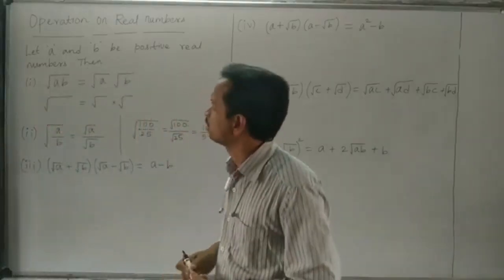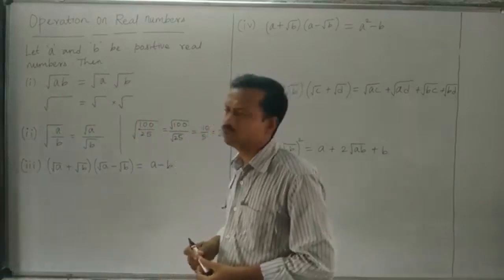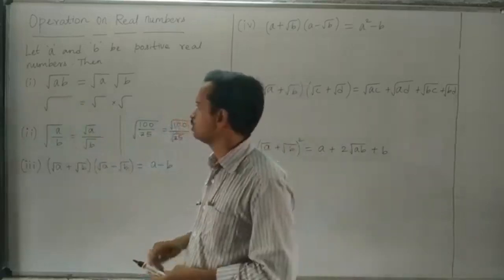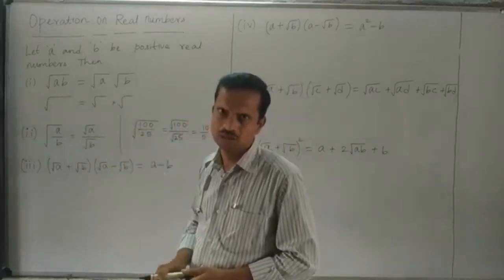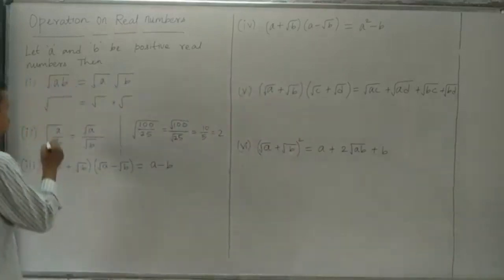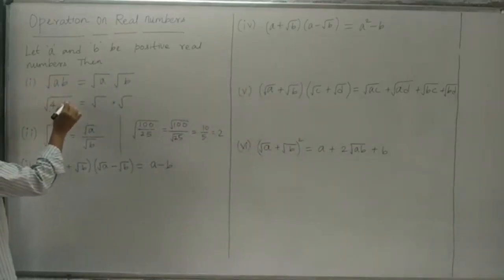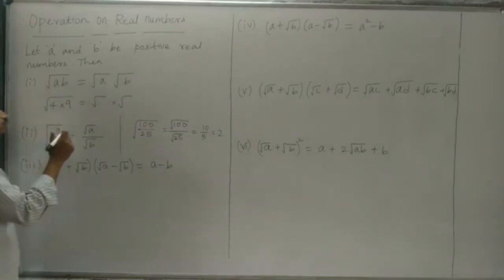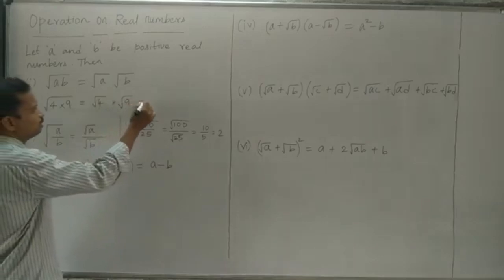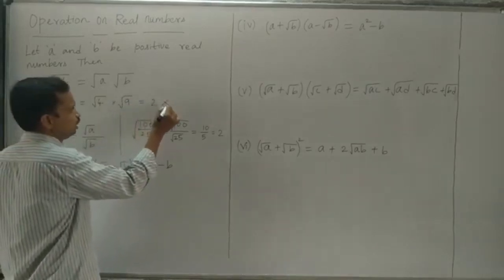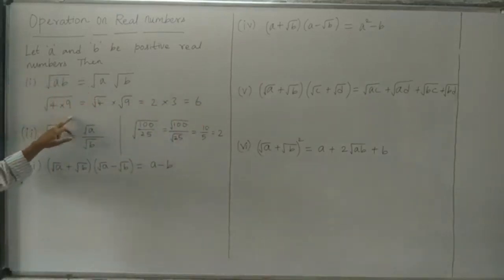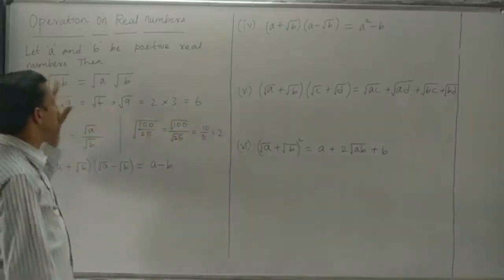And now you see here, let A and B be positive real numbers, then root of A into B equals root A into root B. For example, root of 4 into 9, what is that? A is 4, B is 9. So root of 4 into 9 we can write as root 4 into root 9, which is nothing but root 4 is 2 and root 9 is 3, we get 6. And directly we can say 4 into 9 is 36, so square root of 36 is also 6. So this is the way.